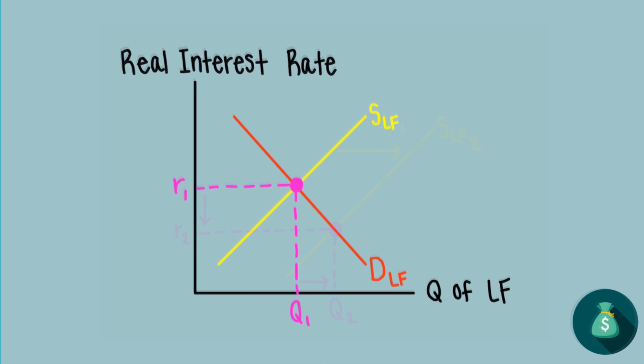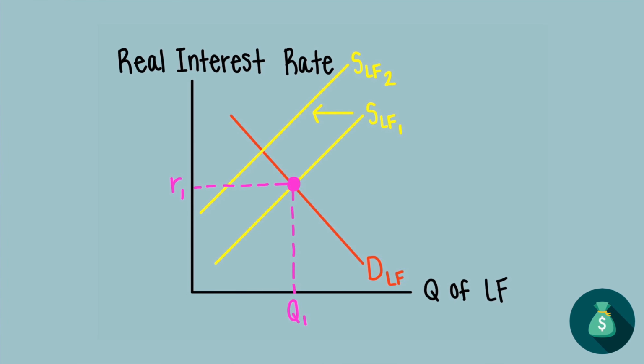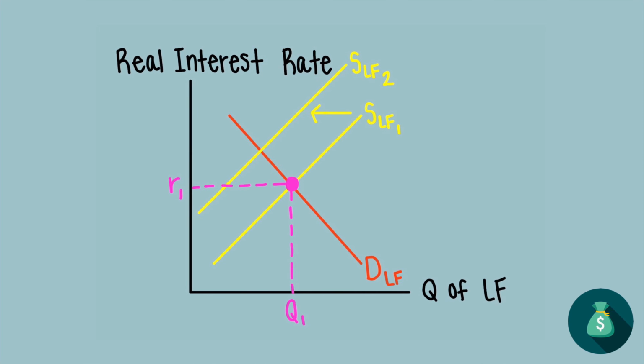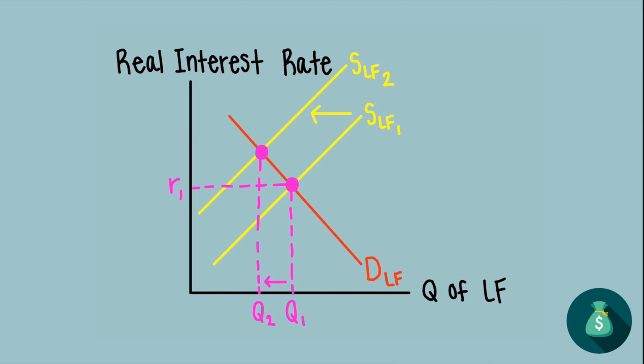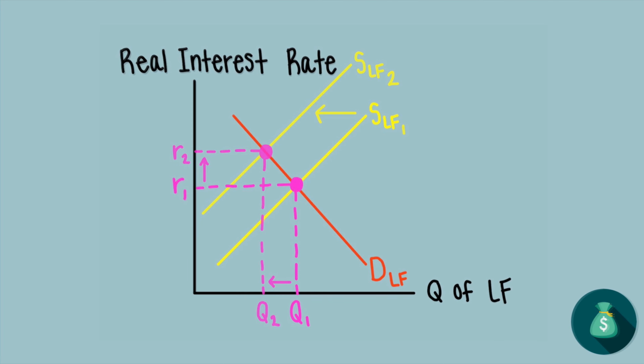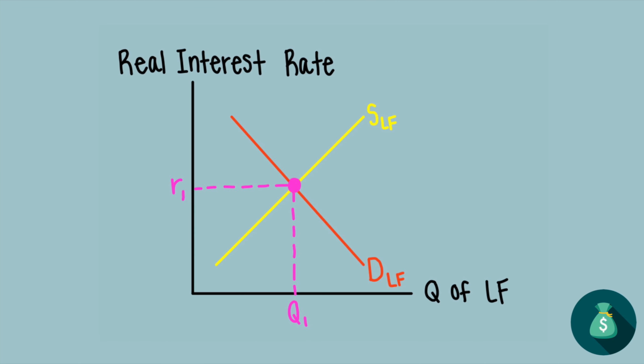So let's do the same thing, except this time the supply decreases, shifting the supply curve to the left. This causes a new equilibrium point right here. And at this point, there is a decrease in the quantity of loanable funds and an increase in the real interest rate. So that's supply. Now let's look at demand.